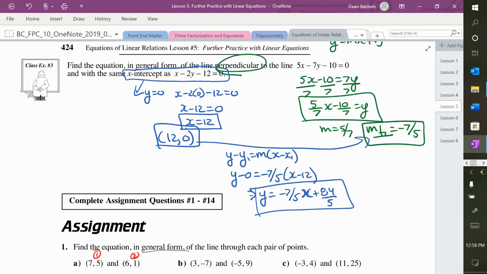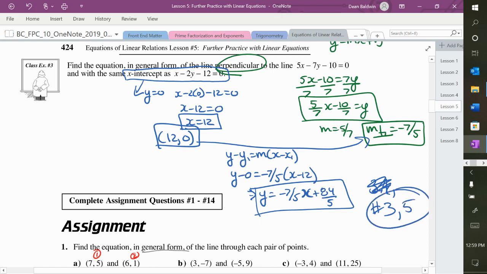So we are going to do questions. We did one on Friday. So let's do question 3A. Oh, let's do all of question 3. All of number 3 and number 5. 3 and 5, please.